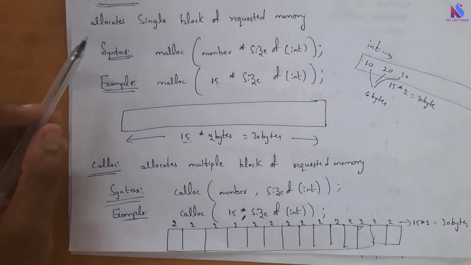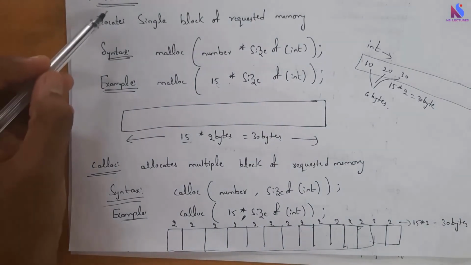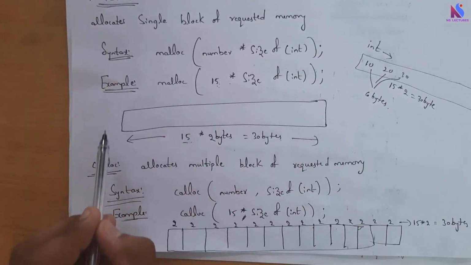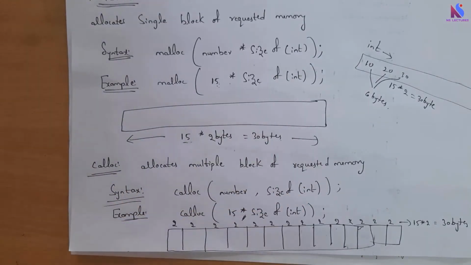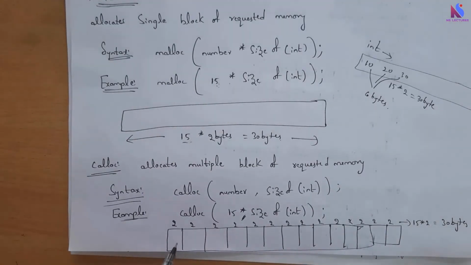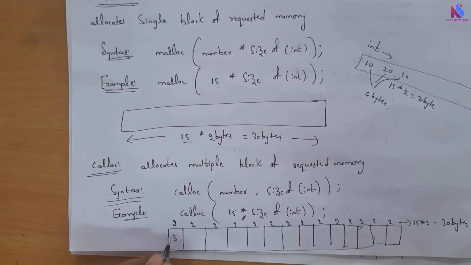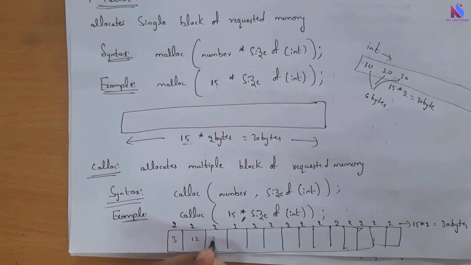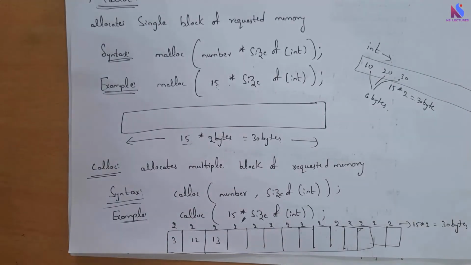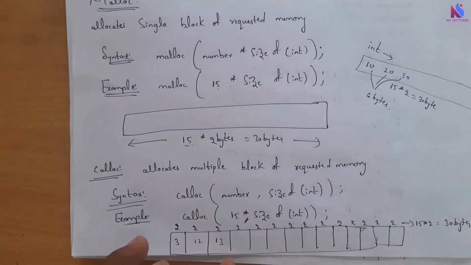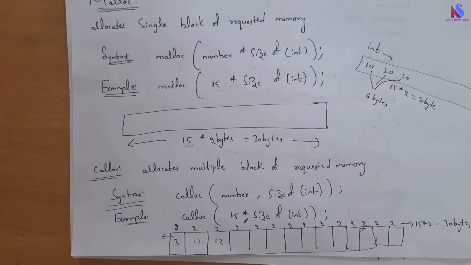The difference between malloc and calloc is that malloc will create a single block of memory, whereas calloc will create 15 small blocks of memory where I can store a single value inside one block. For example, if I give only 3 values like 3, 12 and 13, then though I gave size as 15, it will consume memory only for these 3 values. So it will occupy 2 plus 2 plus 2, that is only 6 bytes of memory. This is the use of the calloc function. And next one is realloc.